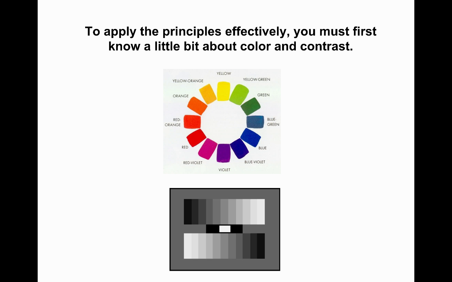To understand the principles and apply them, you have to know a little bit about color and contrast. Here I've presented the grayscale contrast and the color wheel. As you can see, the highest contrasts are the colors that are most opposite one another on the color wheel. So for example, yellow and violet, which are in the center, red orange off to our left, and blue green off to the right, and so on. Blue and orange, red and green.